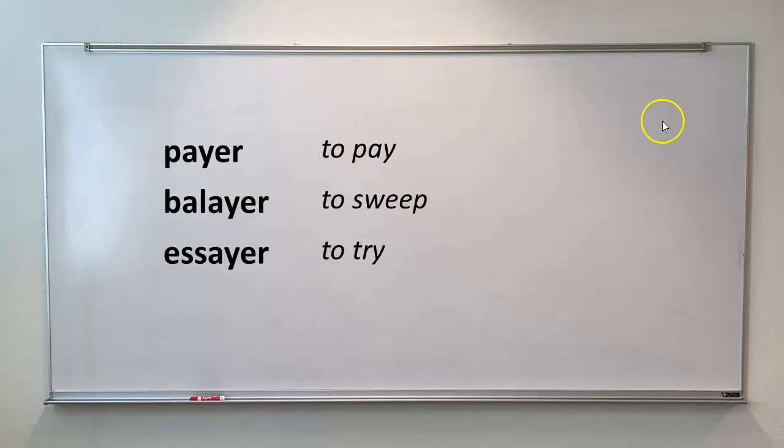You have to sweep. Okay, so payer, balayer, and essayer are the 3 main verbs that allow you to change the Y to an I in all of the forms except for the nous and the vous.